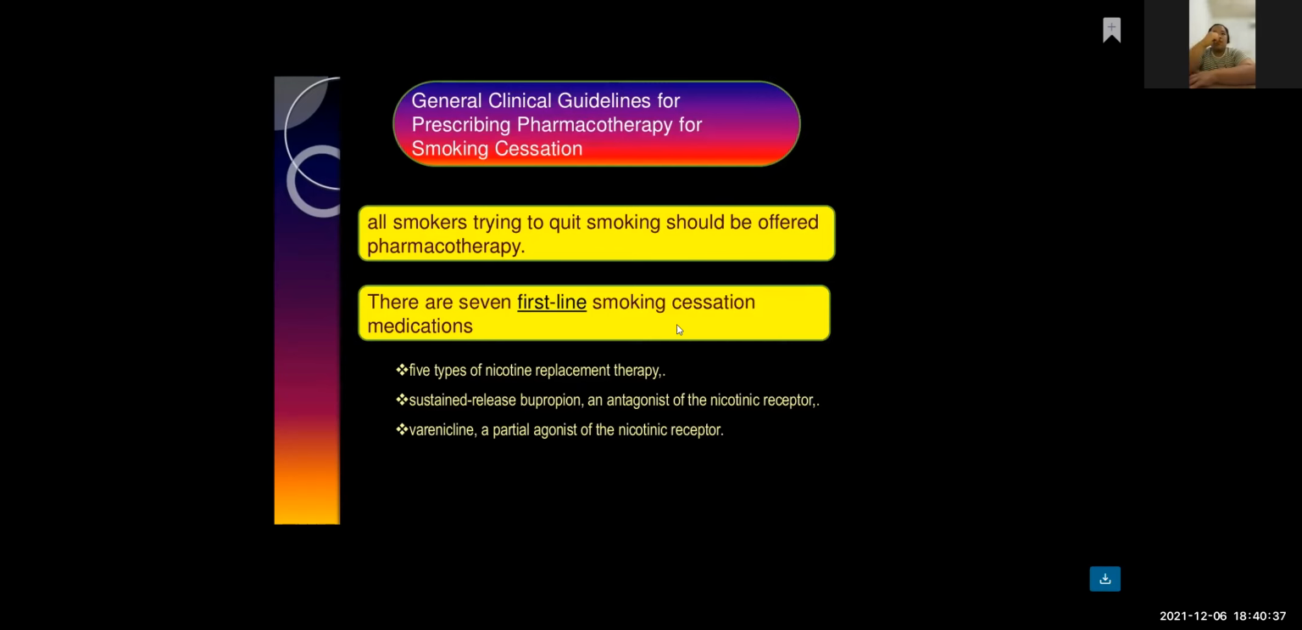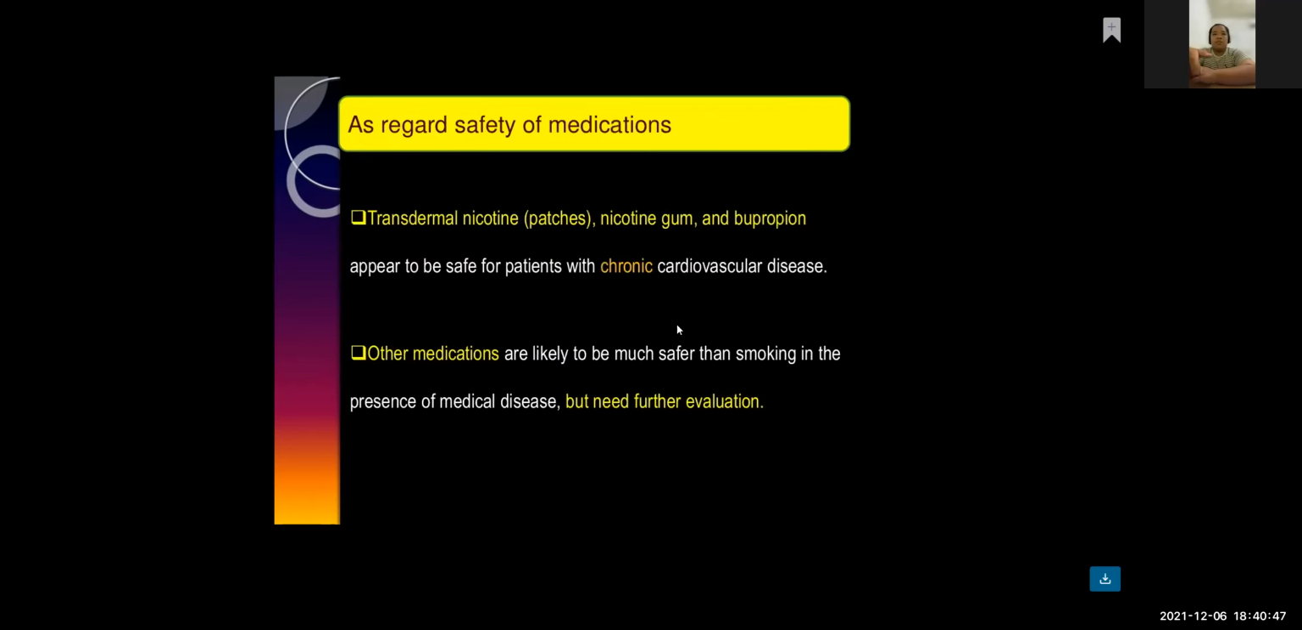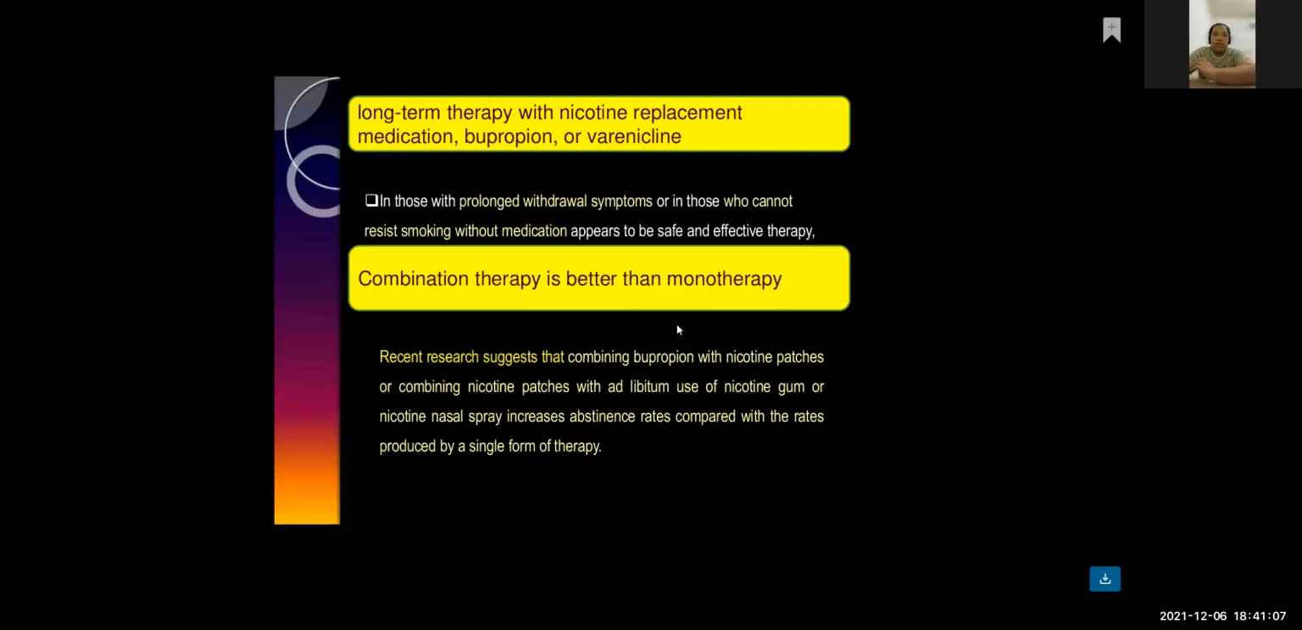General clinical guidelines for prescribing pharmacotherapy for smoking cessation. As regards safety of medications, transdermal nicotine patches, nicotine gum, and bupropion appear to be safe for patients with chronic cardiovascular disease. Other medications are likely to be much safer than smoking in the presence of medical disease, but need further evaluation. Long-term therapy and combination therapy is better than monotherapy.